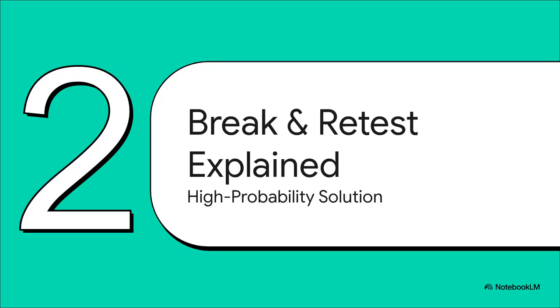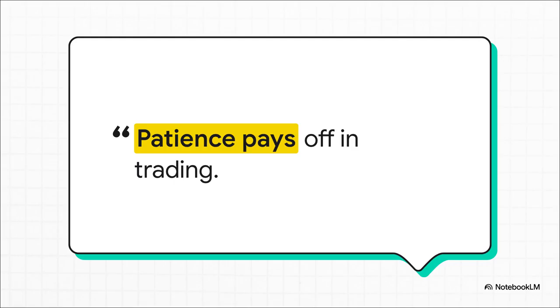Moving on to section 2, break and retest explained, the high probability solution. The core mantra of this entire strategy really just boils down to this. Patience pays off in trading. We actually need to start viewing the wait for a retest as a massive strategic advantage rather than just a missed opportunity. While other traders out there let the fear of missing out dictate their entries, we're going to use patience to lock in a much more conservative, high-probability entry.